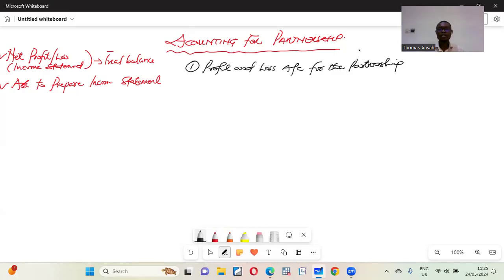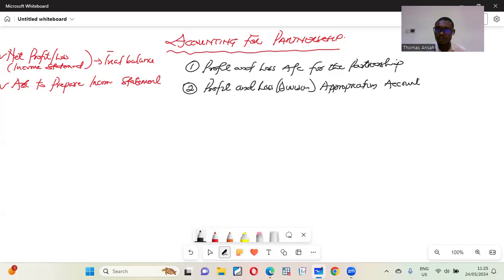Now, when we finish preparing the profit and loss, we need to share the profit to the partners. And so there is a need to prepare another account we call what? Profit and loss division account. Some call it division, some call it appropriation. So wherever you see it, it is the same thing. All right. So this is what we do. Then the third account that we will be preparing will be what? The balance sheet.